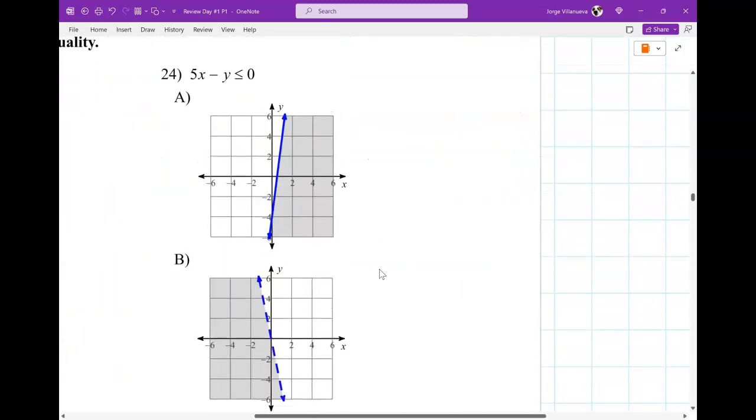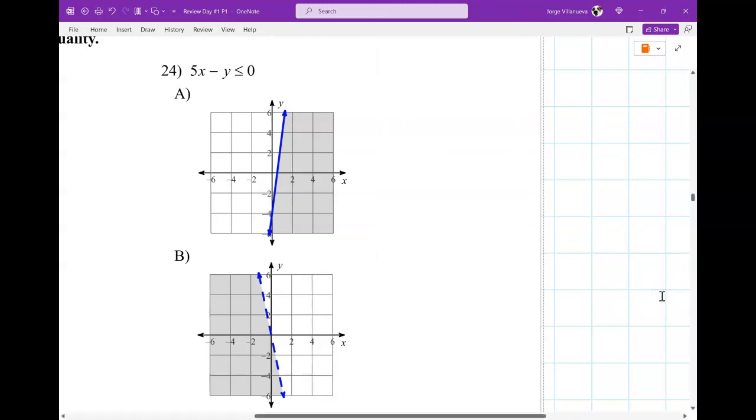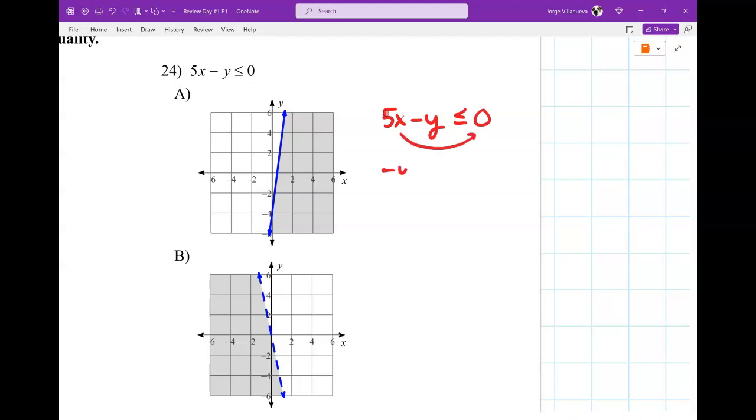All right? This one I am going to have to manipulate a little bit. So I have 5x minus y less than or equal to 0. Got to solve for y. So I got to move the 5x over. So negative y less than or equal to negative 5x plus 0. But I'm not going to put plus 0 because it's not going to do anything. I'll divide everything by negative 1, okay? I'm going to show that. So y is greater than or equal to 5x.